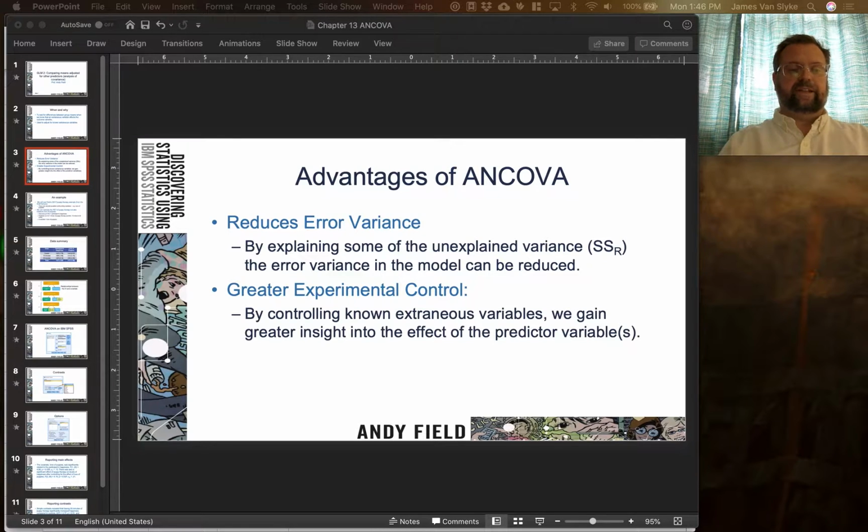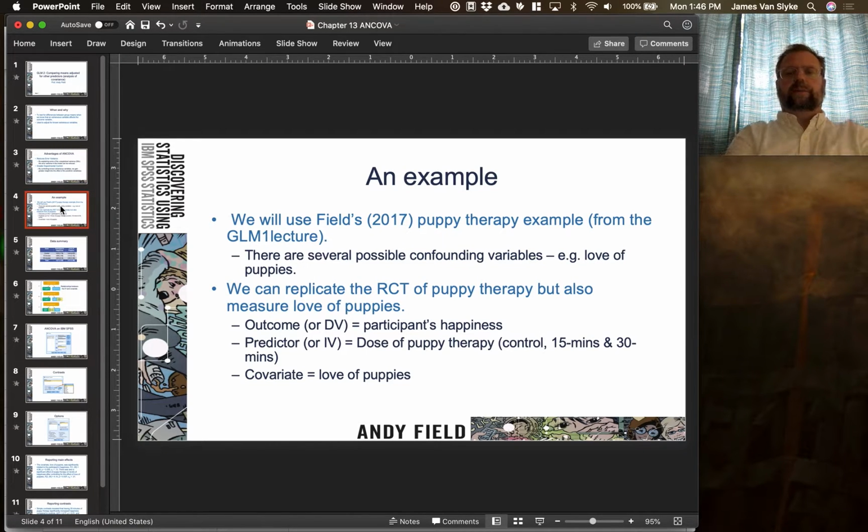or the covariate. Now, the example we're going to look at today is the puppy therapy example that we looked at before. One of the possible confounding or extraneous variables was how much people love puppies, or how much people love dogs. For example, as you probably remember, I hate dogs. I don't like dogs. I wish they'd go away. So it's probably the case that my non-love for puppies might have an effect on the ability of puppy therapy to actually work on me. It might play some role in that.